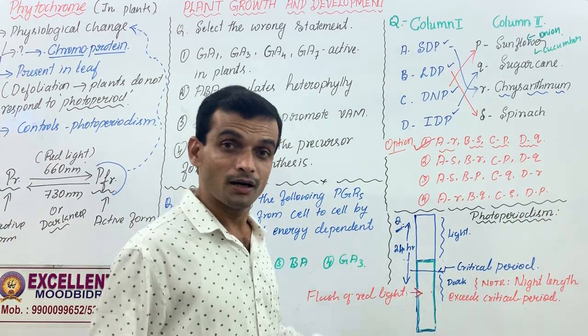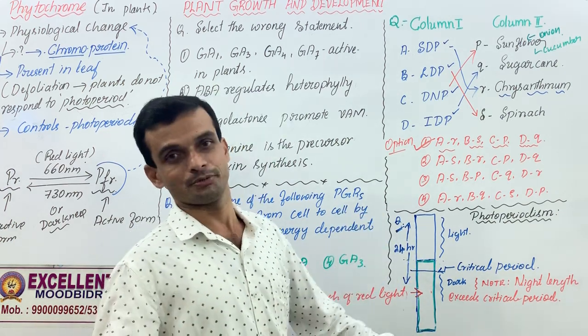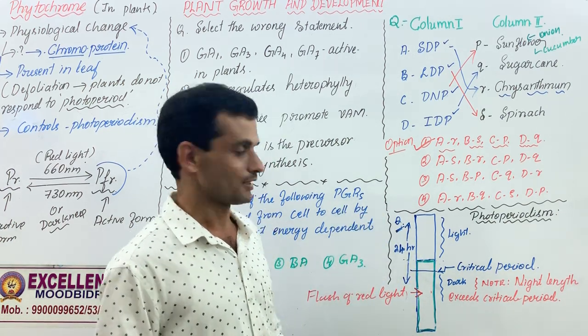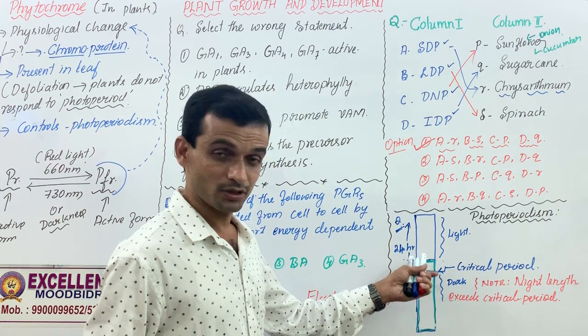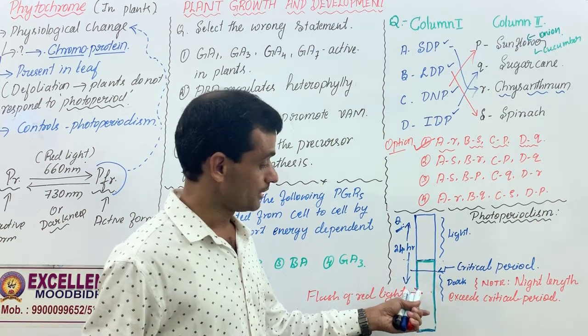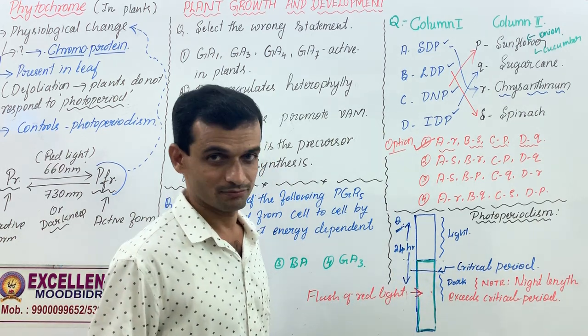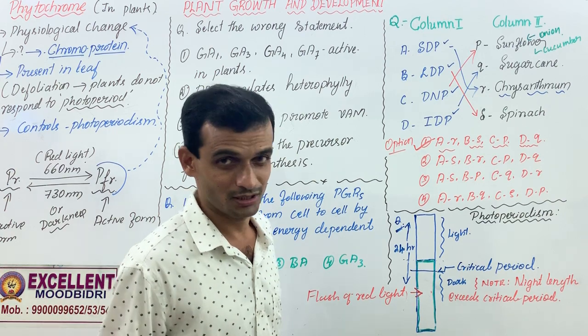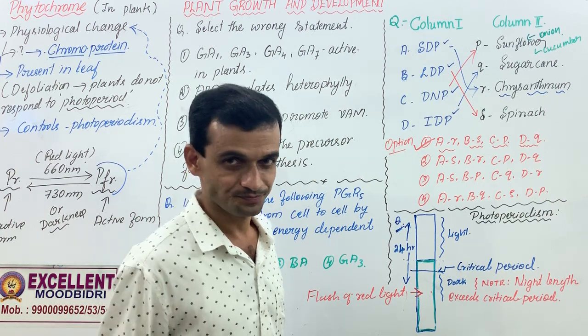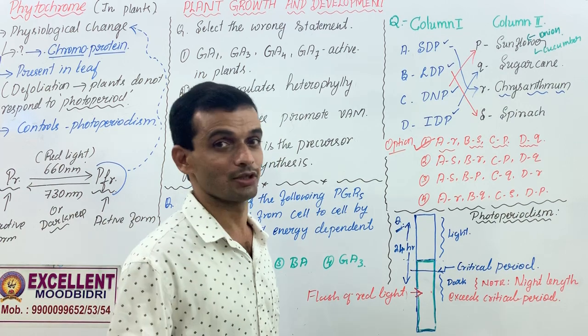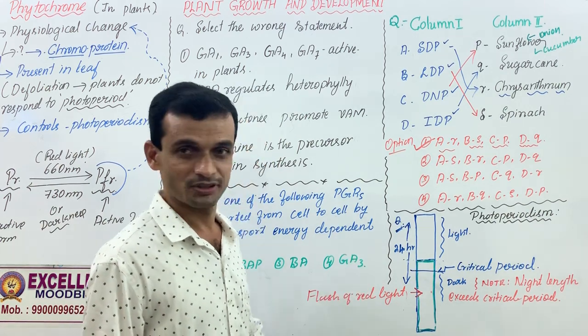Imagine I keep a long day plant in the same situation. Okay, somewhere here the night ends, I have got a long day plant. The darkness is disturbed by a flash of light. Flower formation is not affected. It will continue. They may ask such tricky questions in competitive exams.